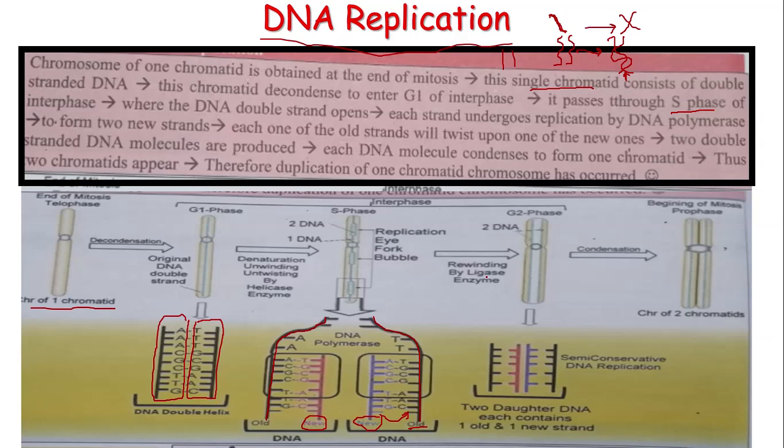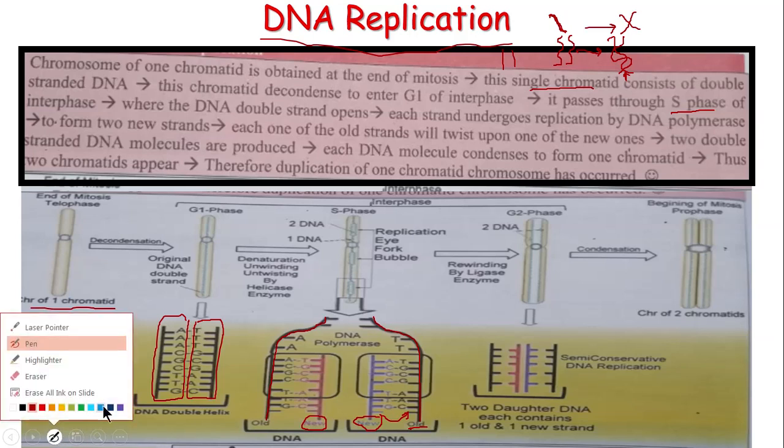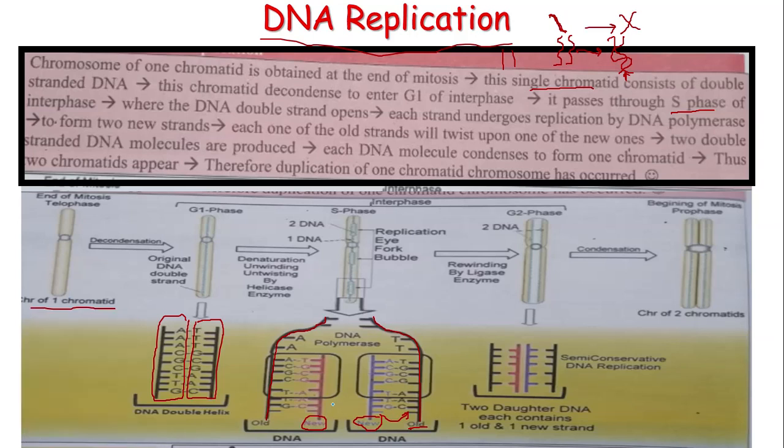Okay, then rewinding بيرجعوا بيعملوا rewinding each strand. يعني this old strand with the new strand will make winding. بيرجعوا بيعملوا coiling over each other, and this new strand and the old one will coil over each other also. Then we will have a chromosome made up of two chromatids.